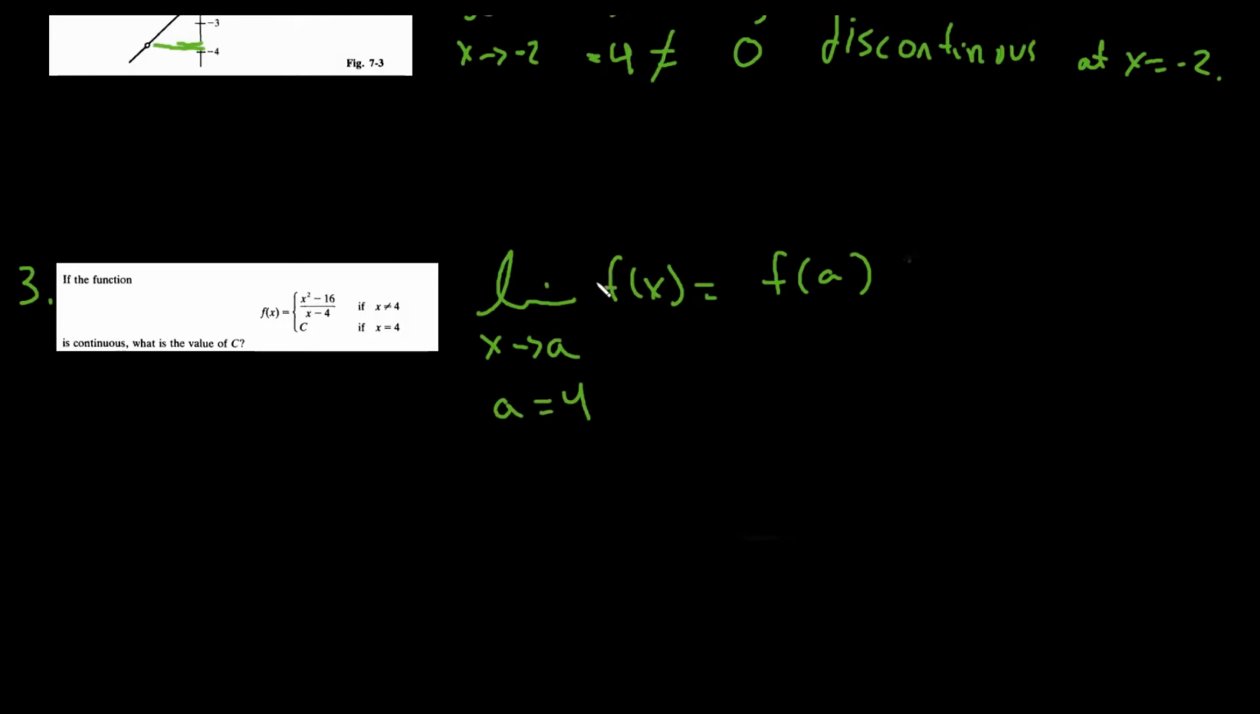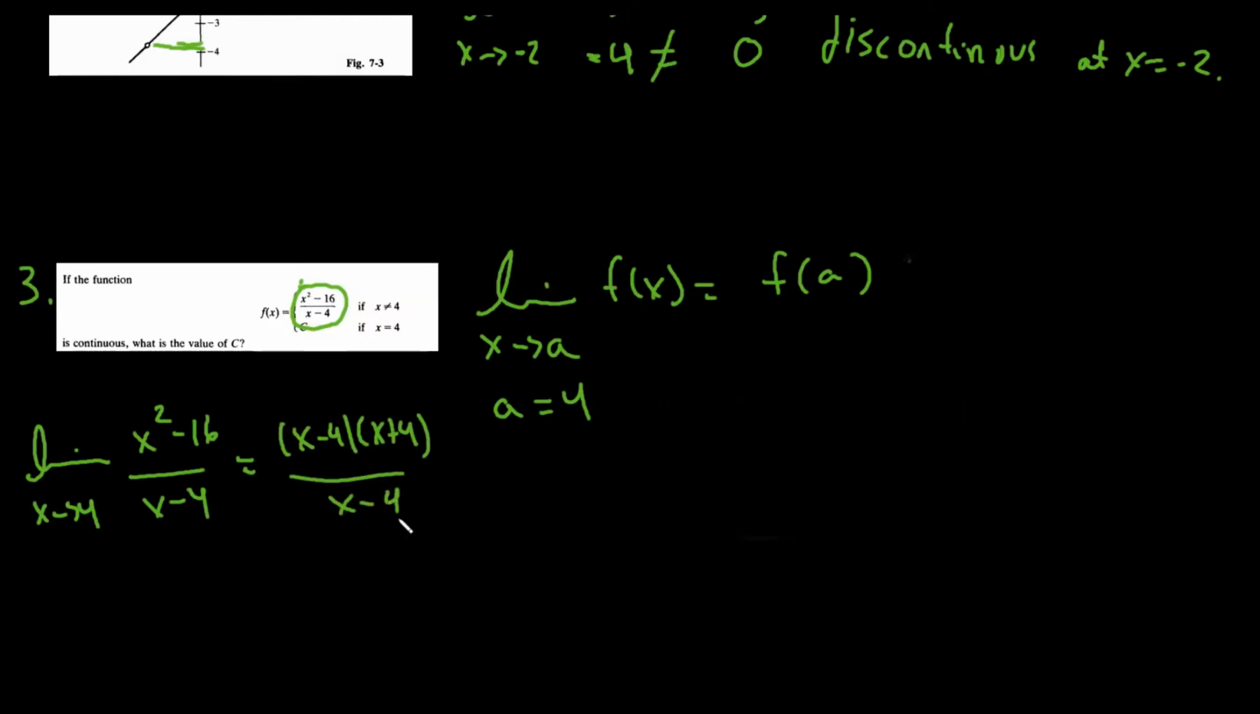Where we would check the limit here, as x approaches 4, we would use this top part of the function, because x cannot equal 4, but it can approach 4, and we can see what value we get out of it. So the limit as x approaches 4 of (x squared minus 16) over (x minus 4). If I plug in 4 right now, we'll get 0 over 0. That's bad. So we can factor the numerator: (x minus 4)(x plus 4) over (x minus 4). Cancel these out. We're just left with the limit as x approaches 4 of x plus 4, and that is equal to 8.